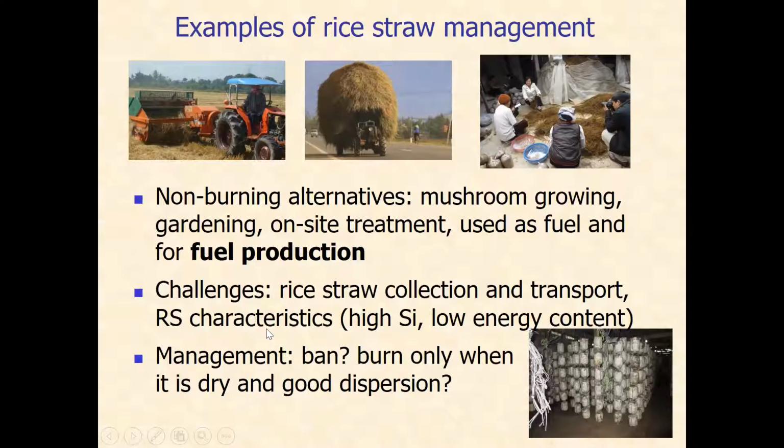The rice straw also has high silica content and low energy content, so it may be difficult for animal feeding, for example. Low energy content also means it's not very good for fuel, etc. On the management side, can we ban it? We can issue a ban, but the enforcement may be a big problem. Or we allow them to burn, primarily when it is dry and there is good dispersion, and decide when and how. So it's actually a very tricky question to answer.